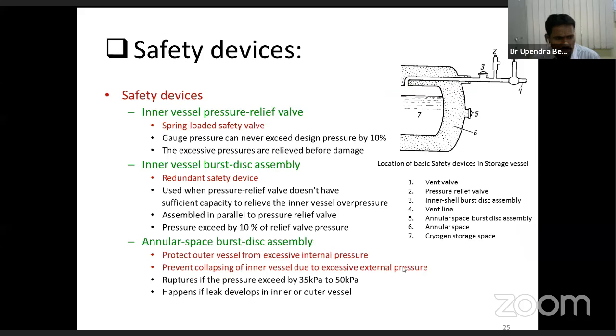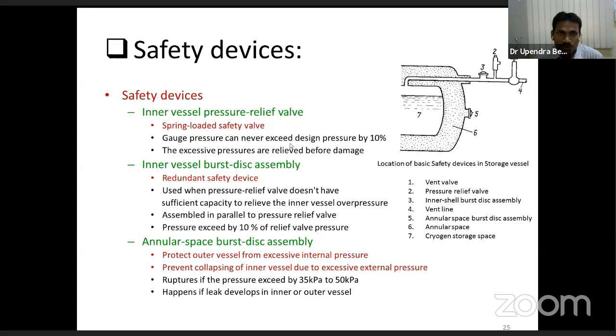Then apart from that, we have to see the safety devices, because safety is another important parameter for designing these storage vessels. There are various safety instruments which need to be provided in these cryogenic containers. The first one is the inner pressure relief valve, because when cryogen is stored, it will build up the pressure slowly because of the evaporation, and that pressure has to be relieved intermittently, so as to keep the inner vessel in safe operating condition.